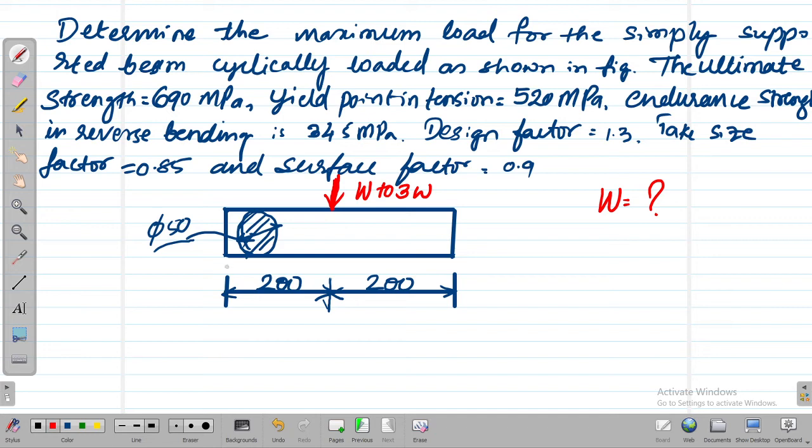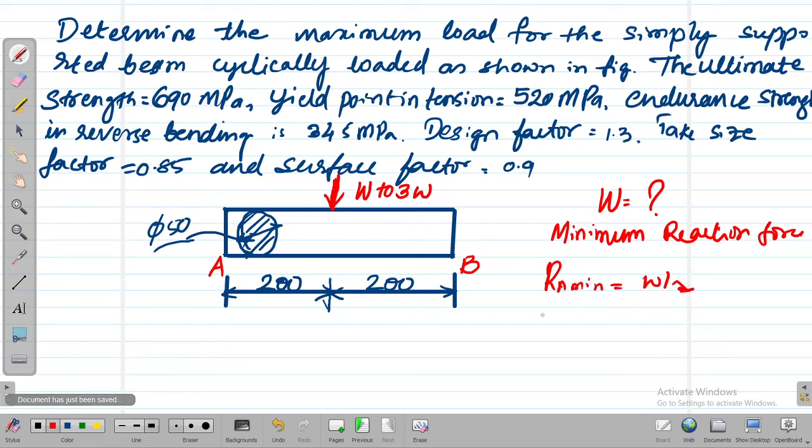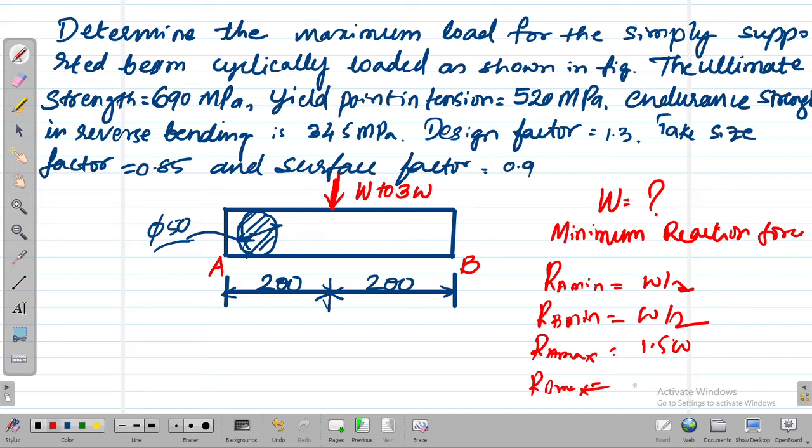You just recall the equations solved in strength of materials. Let us take this as support A and this as support B. As I said, you need to find out the minimum reaction forces first. RA minimum is equal to W by 2, and RB minimum is also W by 2. Now RA max equal to 1.5 W, because 3W by 2, and RB max is also 1.5 W.